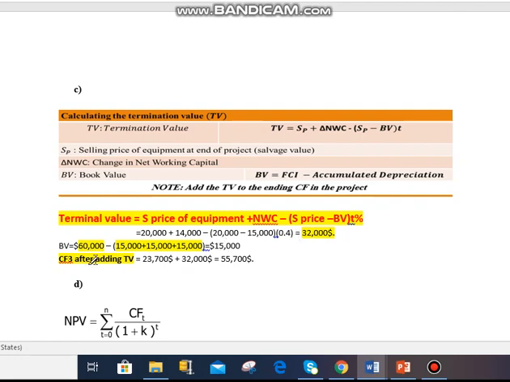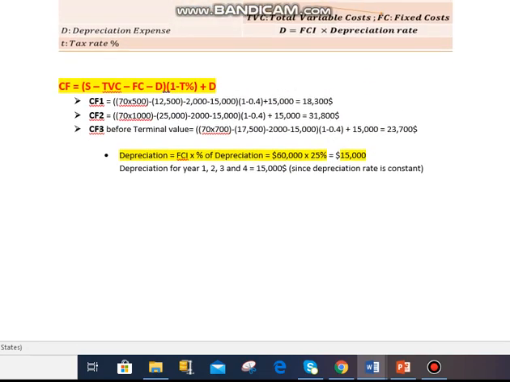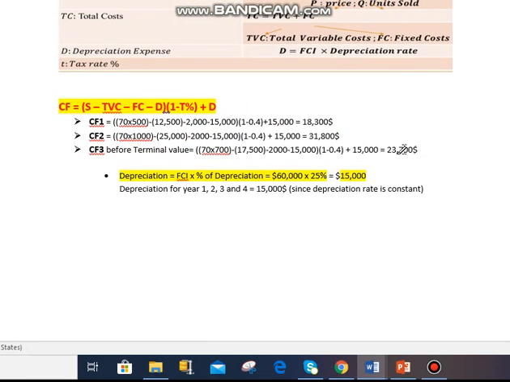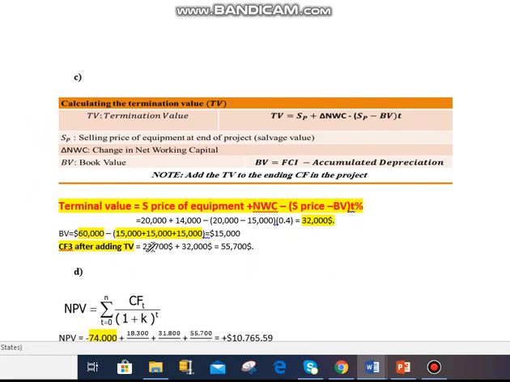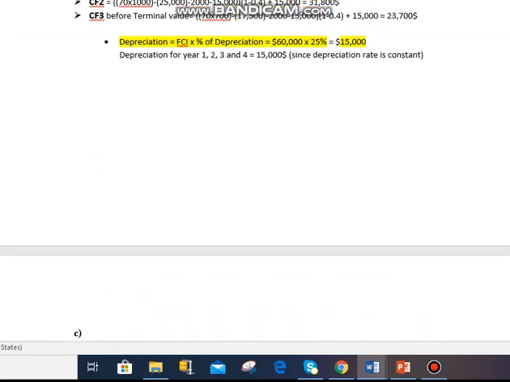So then we should add this termination value to the cash flow that we have in the third year, which is $23,700. So we add it to the final cash flow of the project. So the cash flow 3 after adding the termination value will be equal to $55,700. And then we have to calculate the net present value in part D.